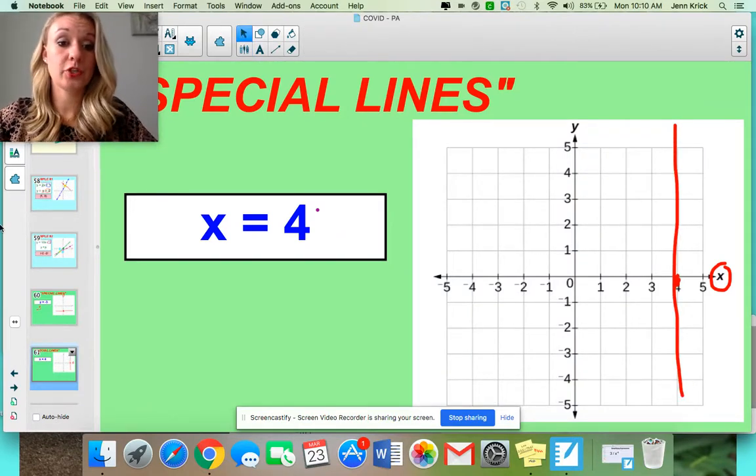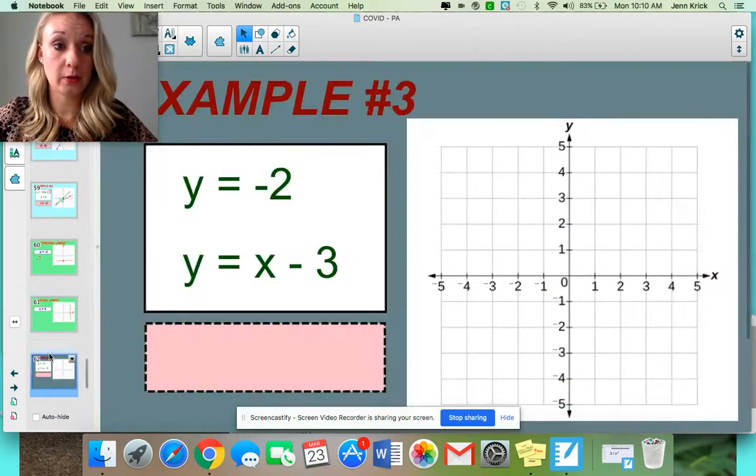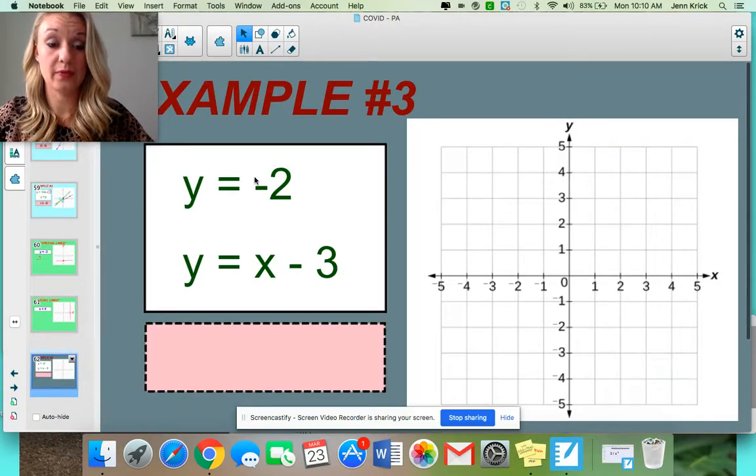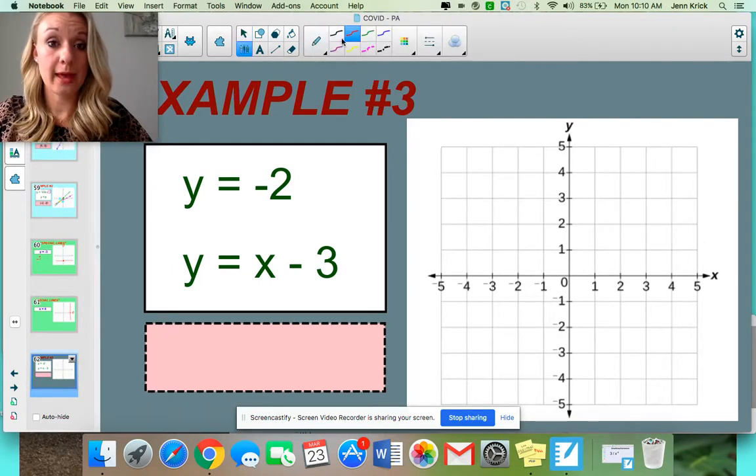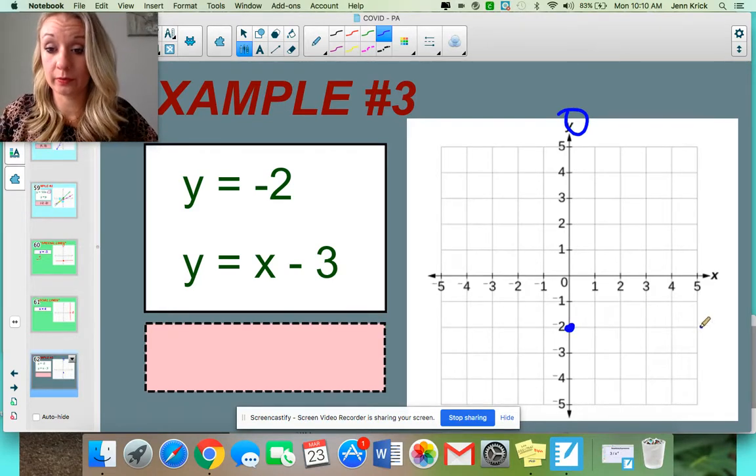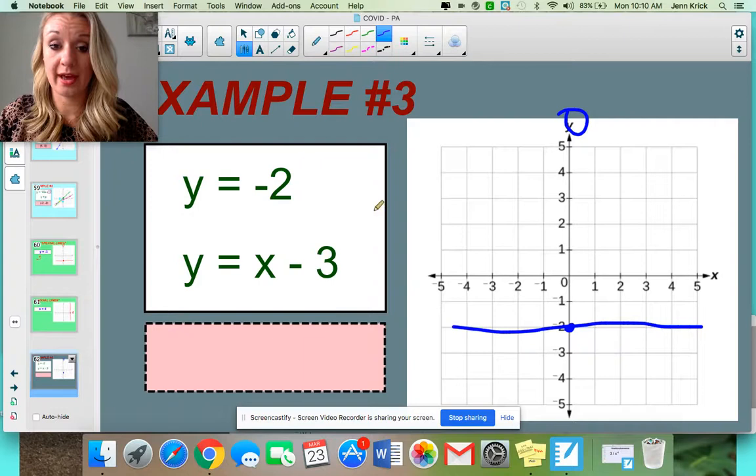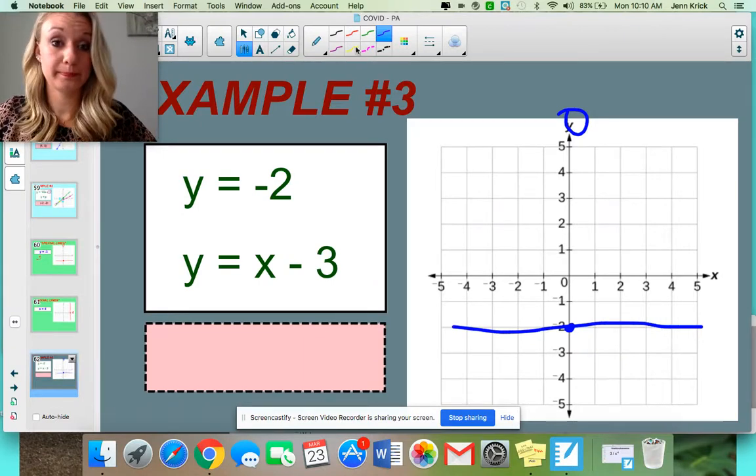Now, the reason that I'm showing you that is that you could get a system of equations that looks like this. So you've got y equals -2 and y equals x minus 3. If I'm graphing my first one, and I'll graph that one in blue, it says y equals -2. Find your y-axis, find where y equals -2, and you're just going to draw a horizontal line going through. Looks just like that. That's it.